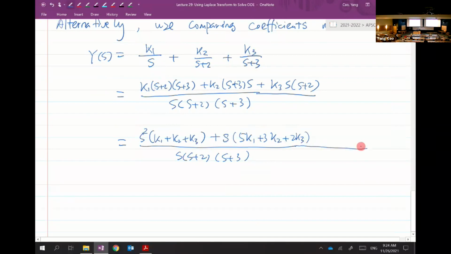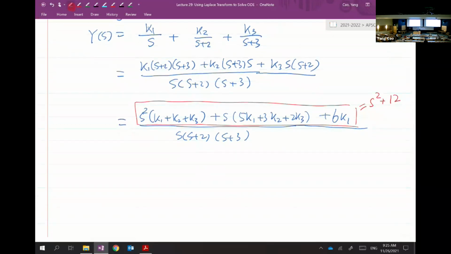Okay. So that's the terms associated with s. And lastly is a constant term, which is only 6K1. And then this numerator, without a question, it has to be the same as s squared plus 12, because that's the original numerator.